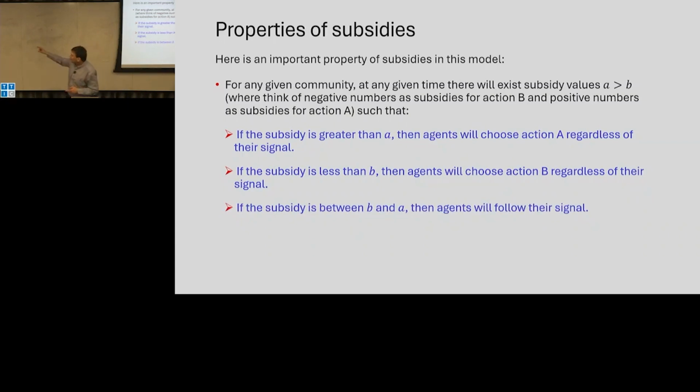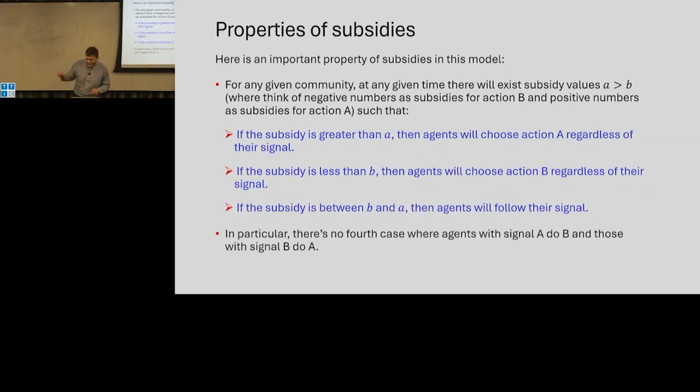In particular, there's no fourth thing. There's no subsidy that will cause agents with signal A to do B and agents with signal B to do A. There's no way to get people to do the opposite of their signal. They'll either do something just because you paid them, or they will follow their signal. That's the only option.